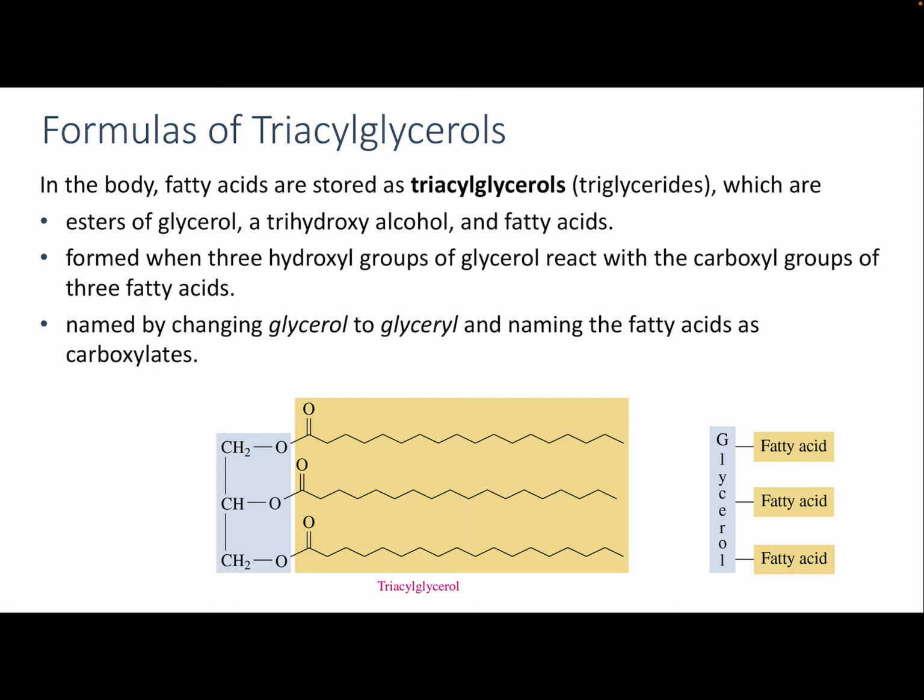Now let's talk about triglycerides. So in the body, fatty acids are stored as triglycerides or triacylglycerols. So these are, again, esters of glycerol, the trihydroxy alcohol. You can see the ester bond here. But again, formed when those three hydroxyl groups of the glycerol each react with their own fatty acid. And so then we just change the name glycerol to glyceryl. So triacylglycerol, because it's got three of those fatty acid chains.